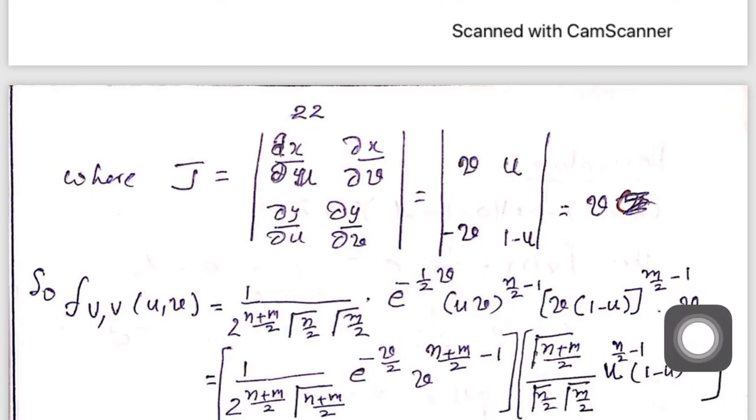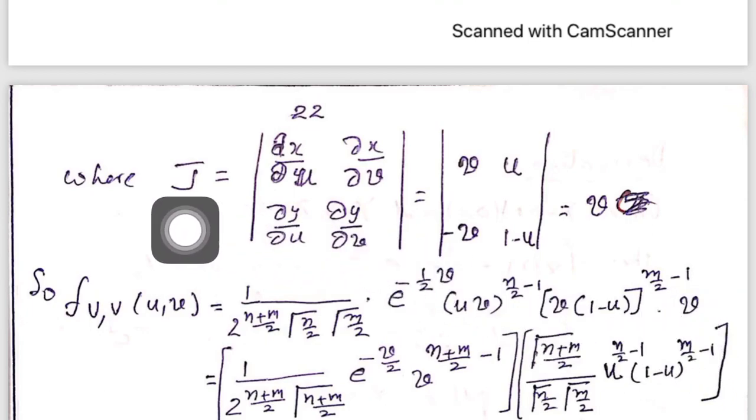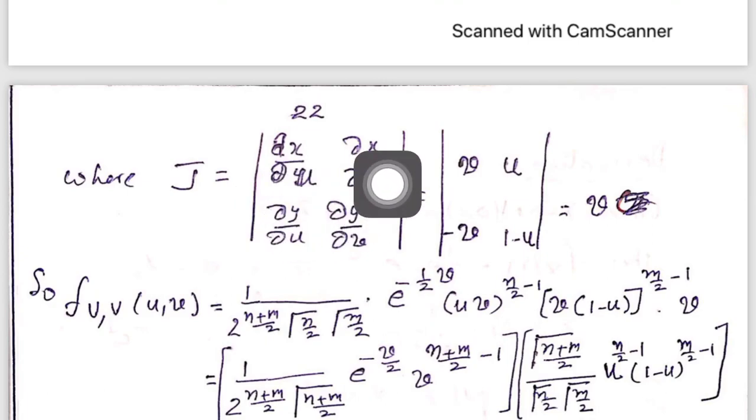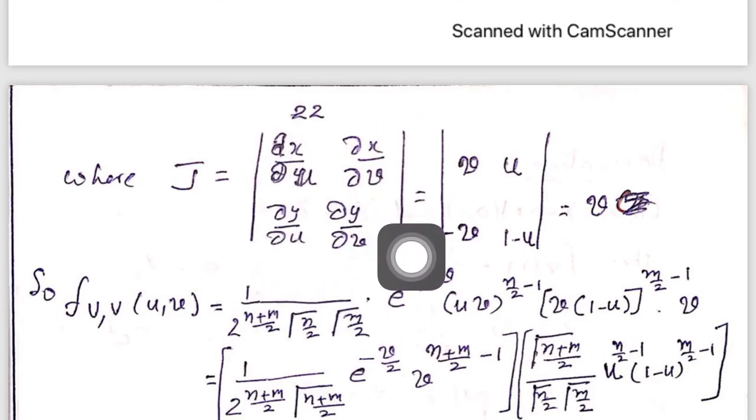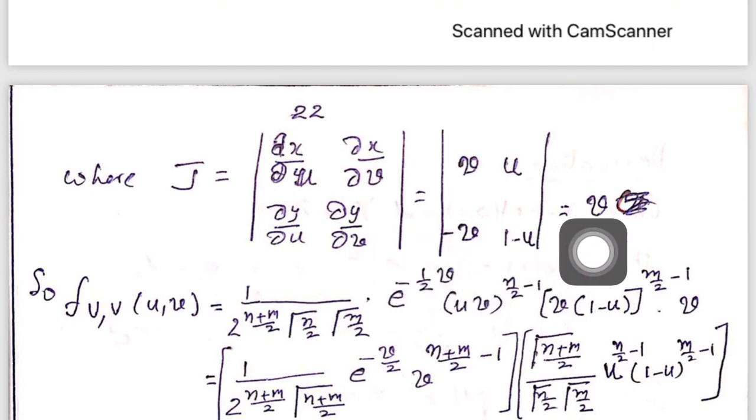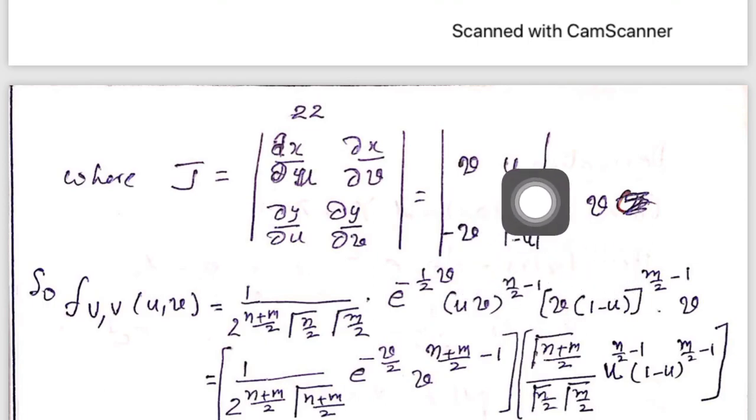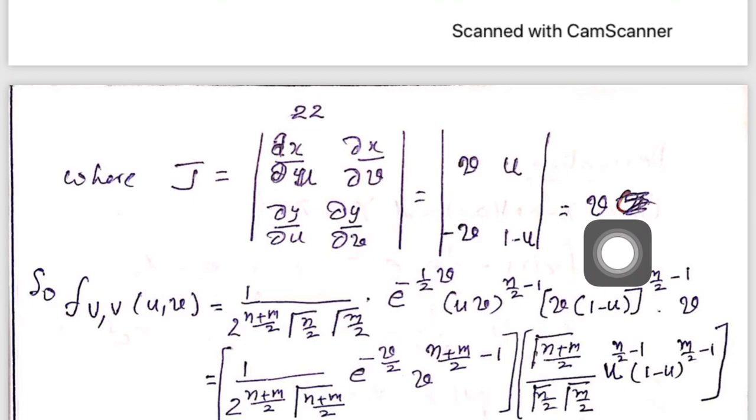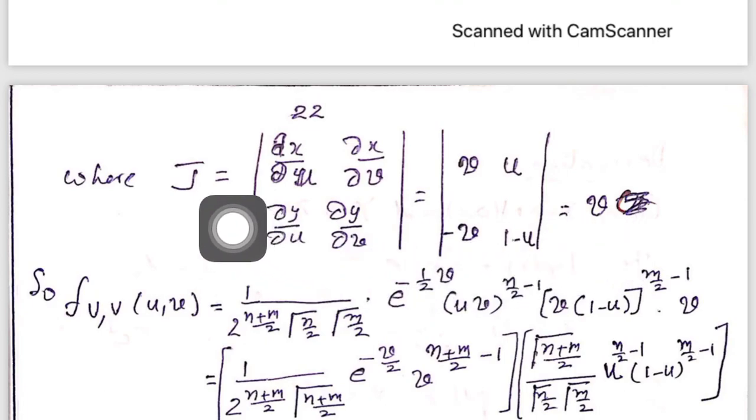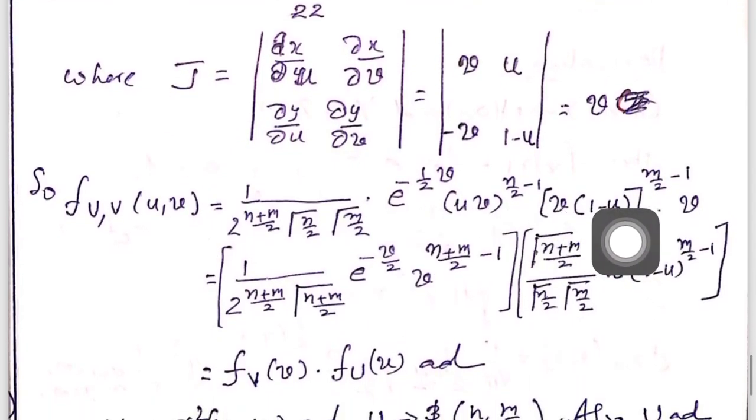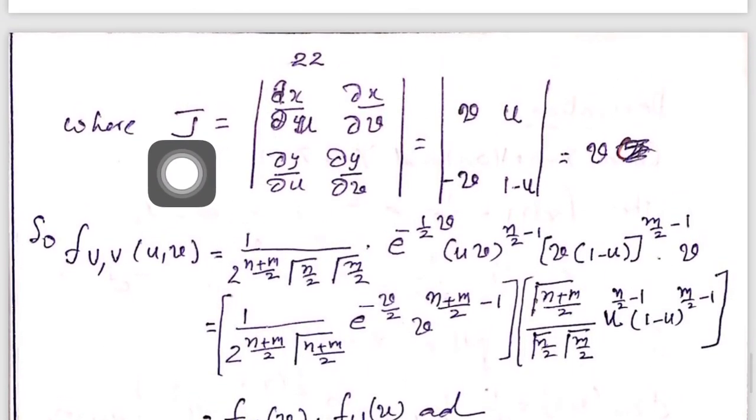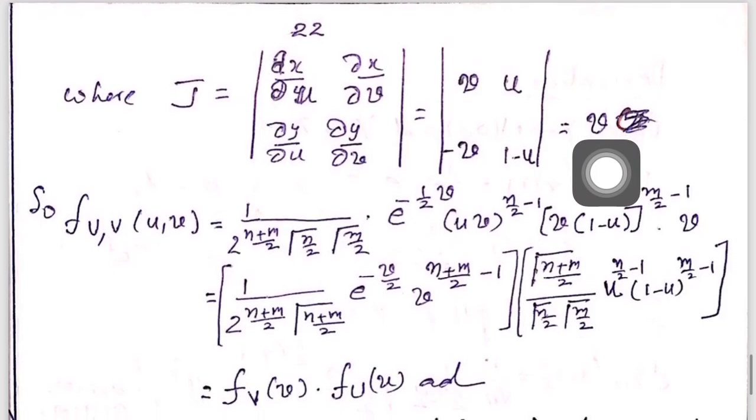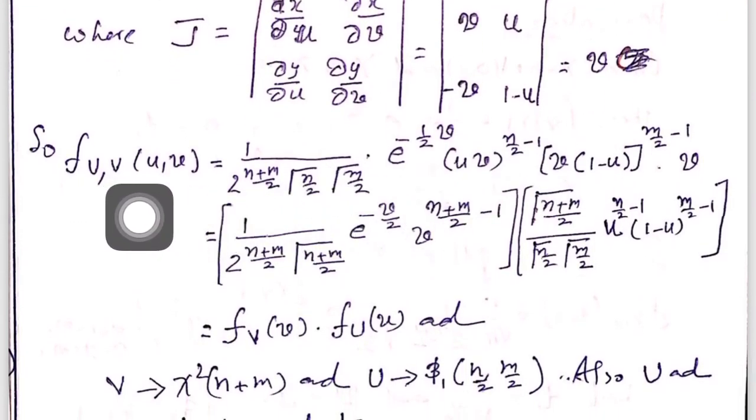And you can see that v is the Jacobian. Why? What is the Jacobian? It is the determinant of dx/du, dx/dv, dy/du, dy/dv. That determinant is v, because it is v into 1 minus u minus of minus uv, which equals v. You have to take the modulus of the Jacobian, and the modulus is also v. The Jacobian can sometimes be negative, so we take the absolute value. So the Jacobian of the transformation is v, and we write f_UV(u,v) equal to this.